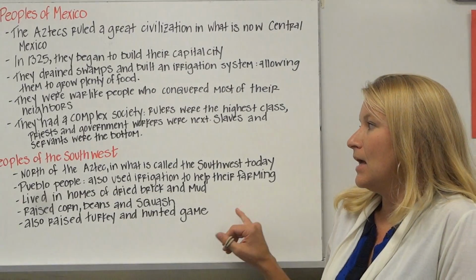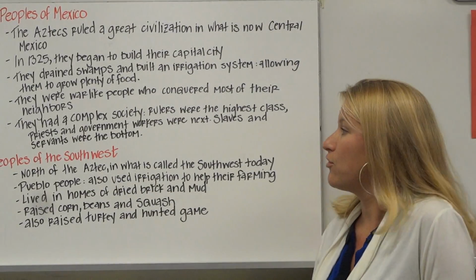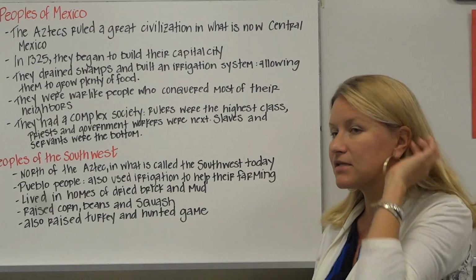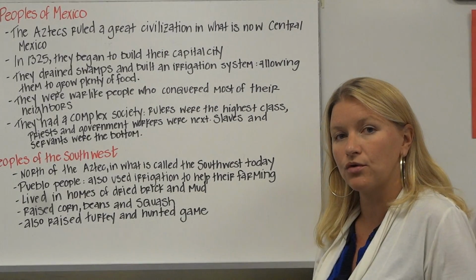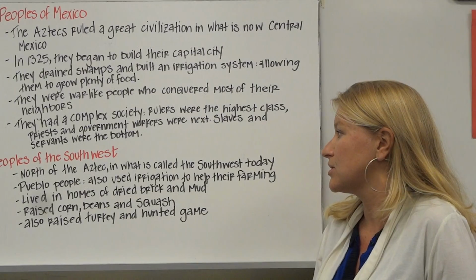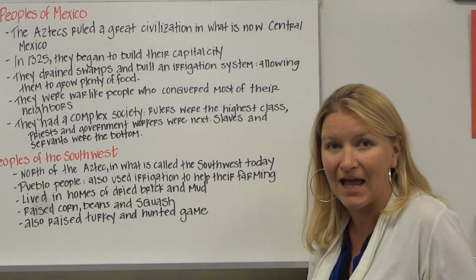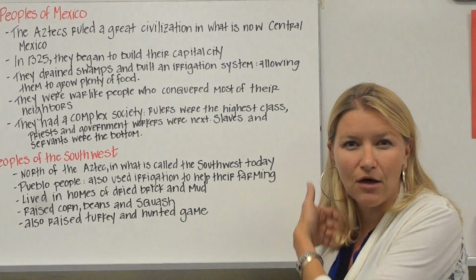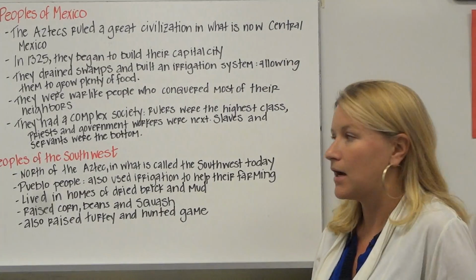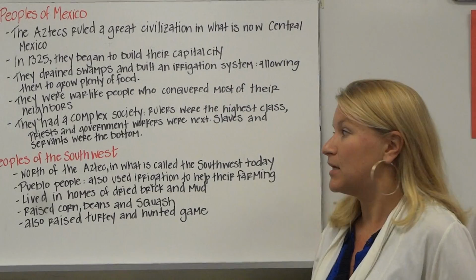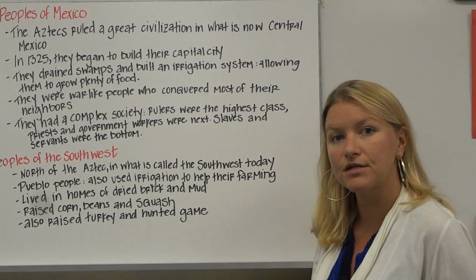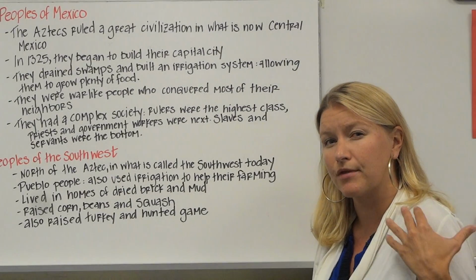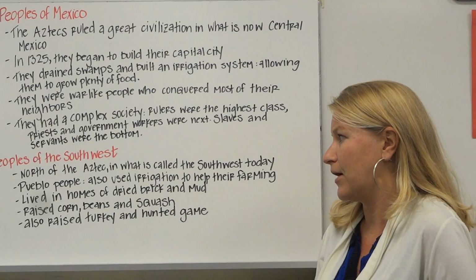Then we're going to move to people of the Southwest, and that is going to be north of Mexico, north of the Aztec locations. It's considered the Southwest today, so Arizona, Texas, primarily, or the Southwest regions, Nevada. They're the Pueblo people. So they also used irrigation to help for their farming because you know that it's really, really dry and hot down there.